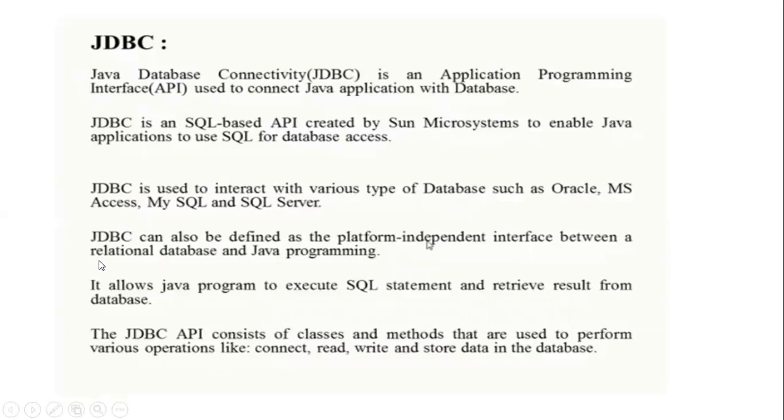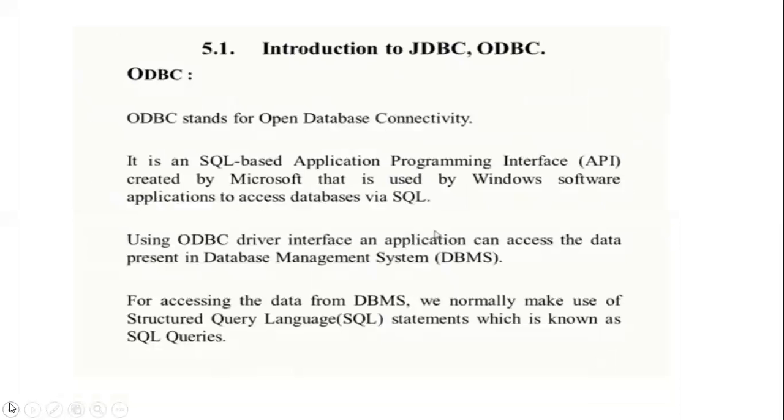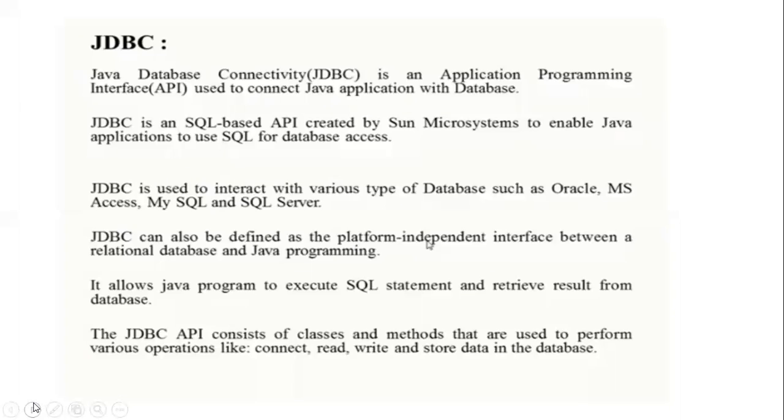And next is JDBC. JDBC is Java Database Connectivity, and ODBC is Open Database Connectivity. JDBC is an application programming interface, again an API, used to connect Java applications with a database. It is used to connect the Java application.